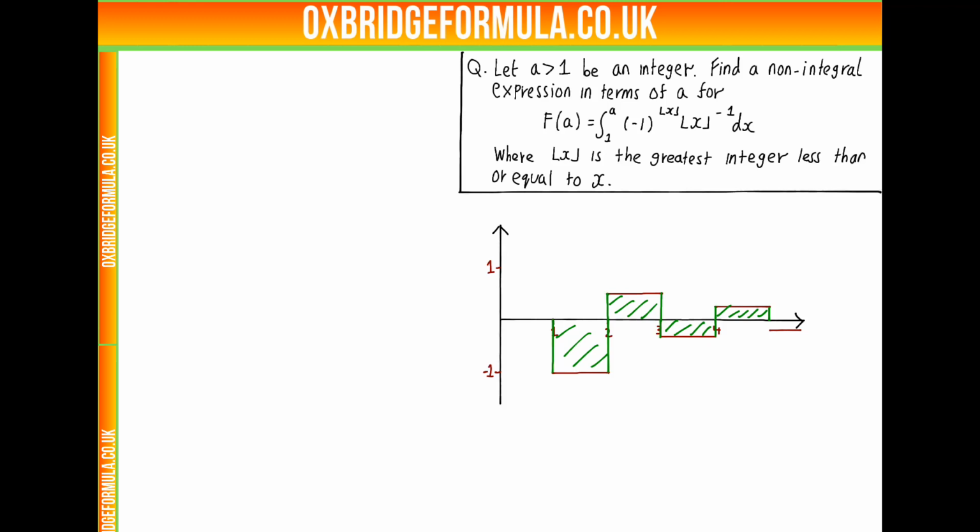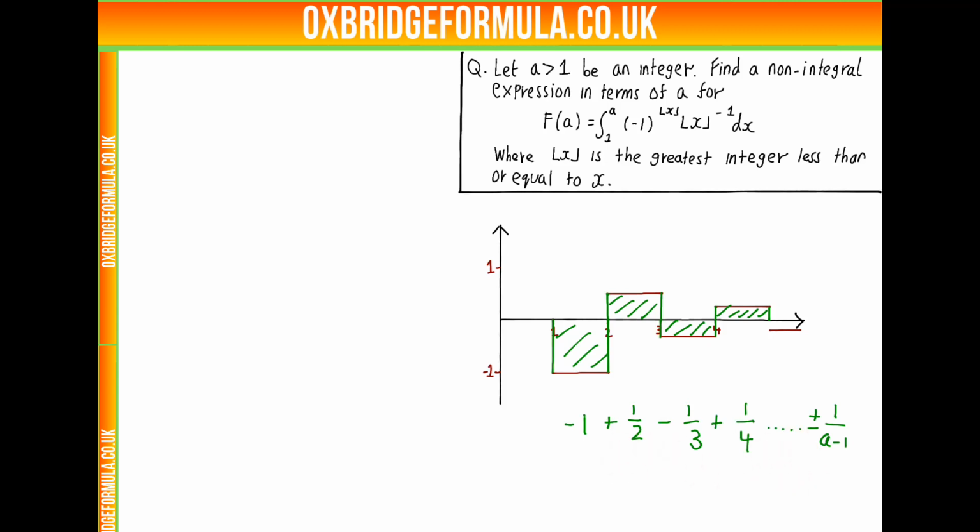So we can convince ourselves, because the width is 1 and we know the heights are 1, a half, a third, a quarter, etc., that we need to do minus 1 plus a half, minus a third, plus a quarter, all the way up to adding or taking away 1 over a minus 1 when we're finished. Because we know we stop at the integer a, and if we look at 2, we're doing 1 over 1, at 3, we're doing 1 over 2, so at a, we're doing 1 over a minus 1. So we can convince ourselves pictorially that this is the answer.